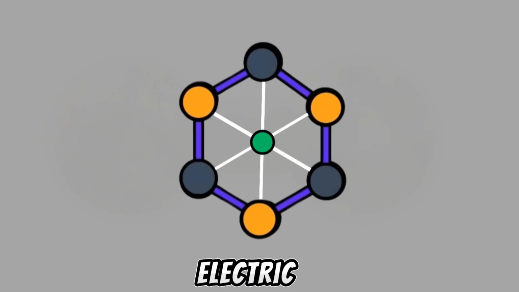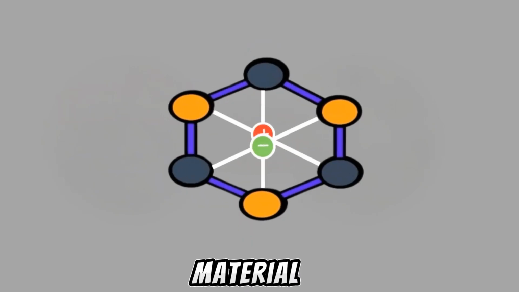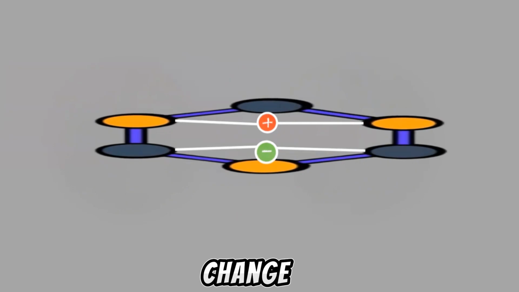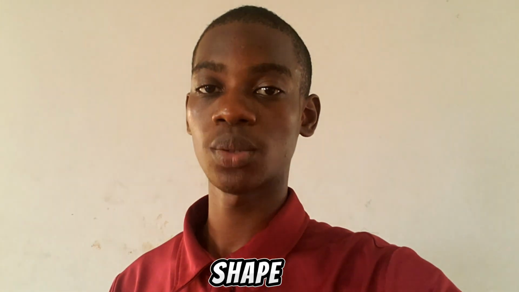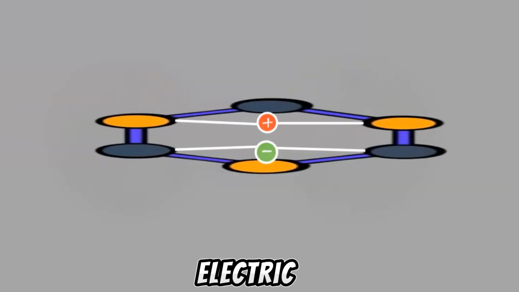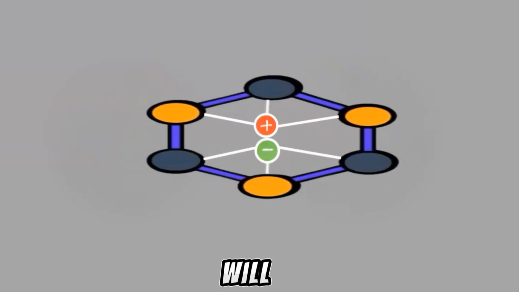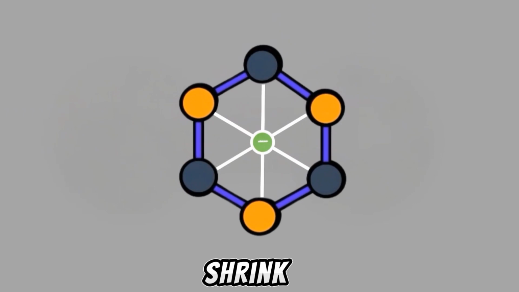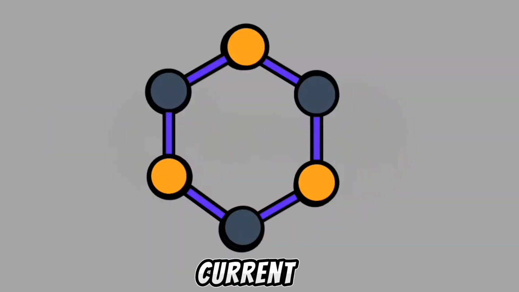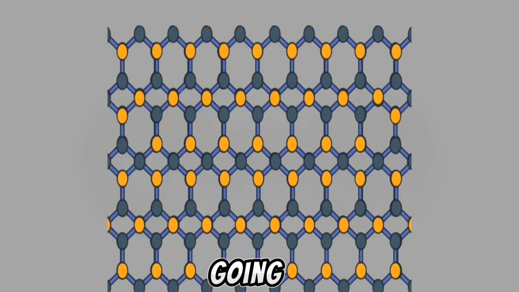Conversely, if electric current passes through this material, its shape is going to change. The centers of charges will separate, which is going to make this material change shape. If we reverse the polarity of this electric current, the centers of charges will coincide and the material will shrink. So if we apply alternating current to this material, it is going to vibrate.